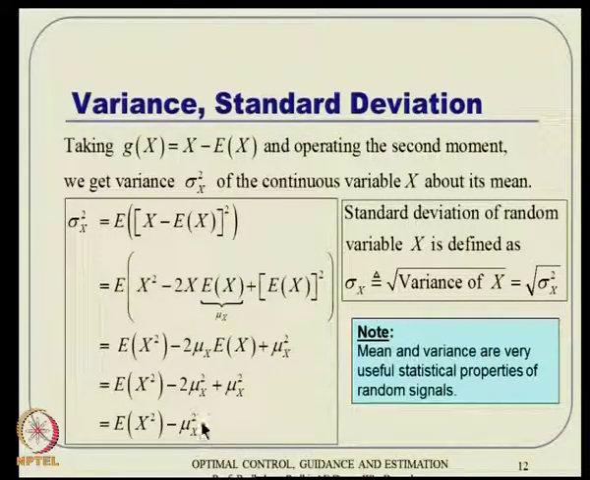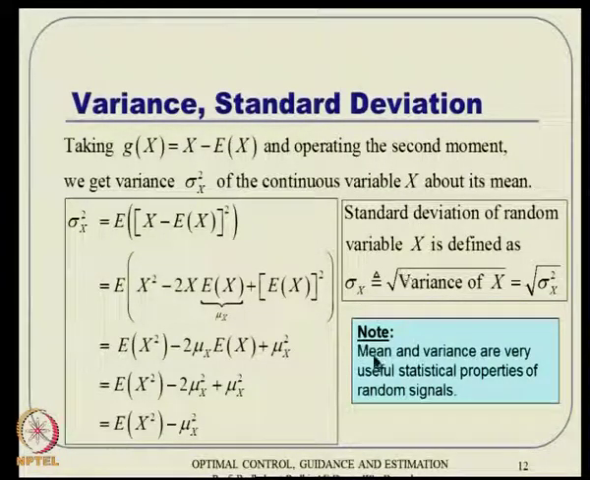So, this is a nice property because you do not have to do this all the time, you can just see the expected value of x squared minus mu x squared. Alright, then by definition the standard deviation is nothing but the square root of the variance of x. So, sigma x is nothing but the square root of sigma x squared, that is what the definition tells us here. And typically it is a positive square root.